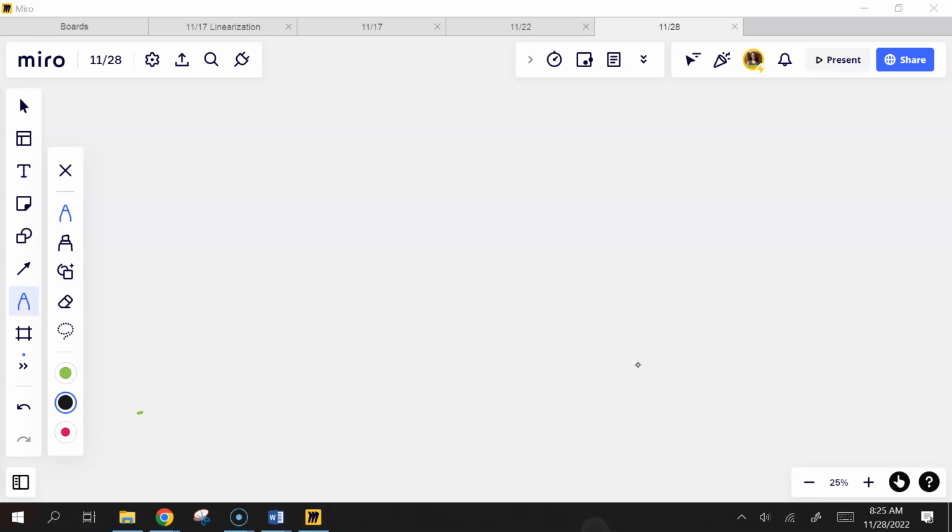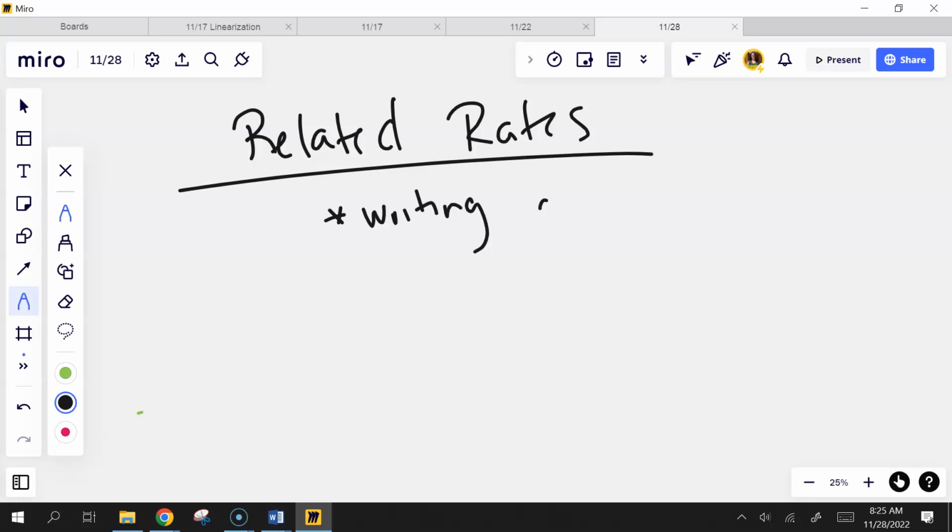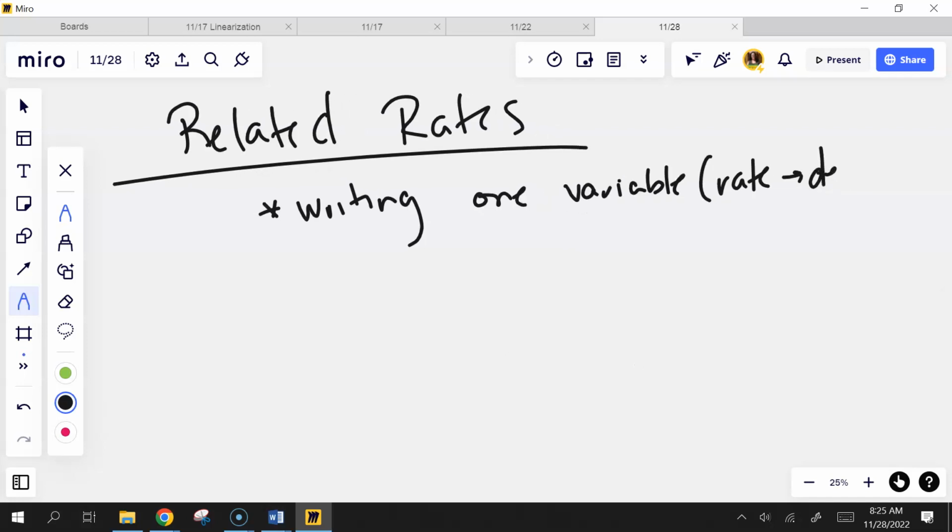Okay, related rates. The key to related rates is going to be very similar to what we did with optimization, in that we're going to have to write one variable in terms of another, generally. One variable, or in this case, one rate. And whenever I think rate, I'm thinking derivative, right? So a dR/dt, a dA/dt, anything like that, a rate or derivative.